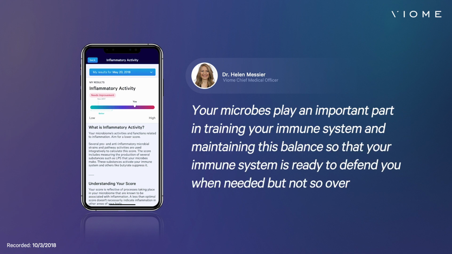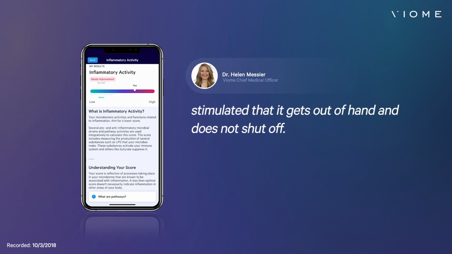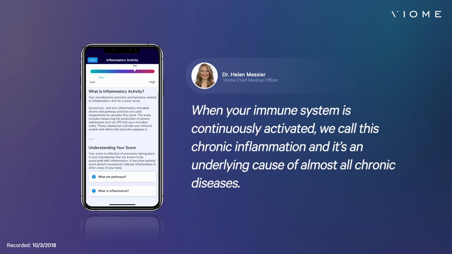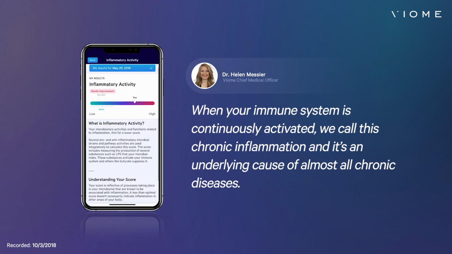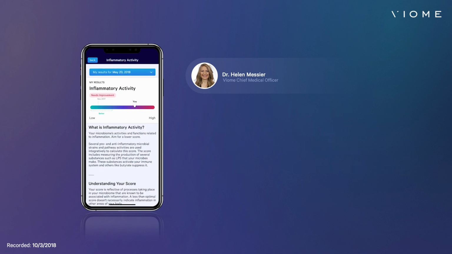Your microbes play an important part in training your immune system and maintaining this balance so that your immune system is ready to defend you when needed, but not so overstimulated that it gets out of hand and does not shut off. When your immune system is continuously activated, we call this chronic inflammation, and it's an underlying cause of almost all chronic diseases.